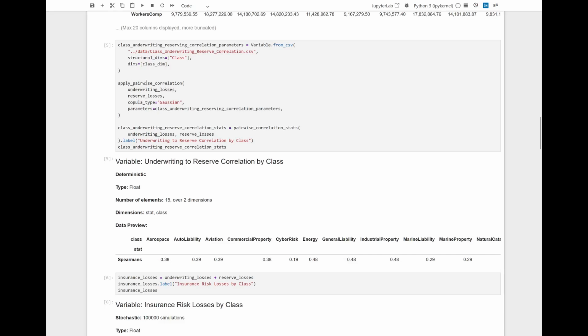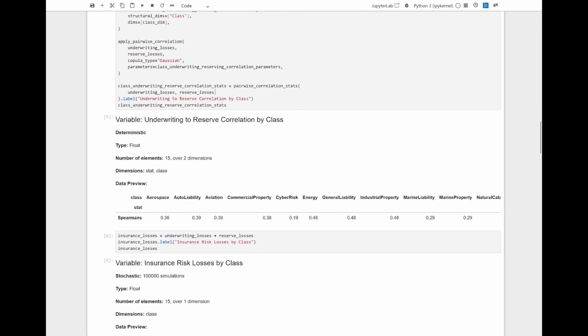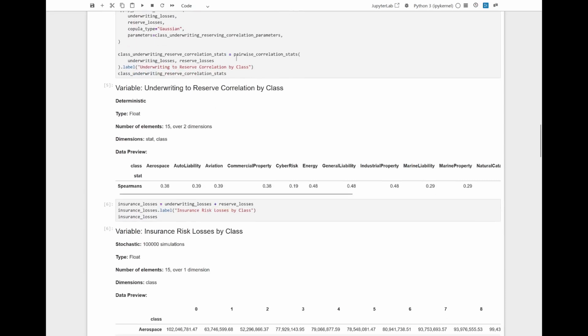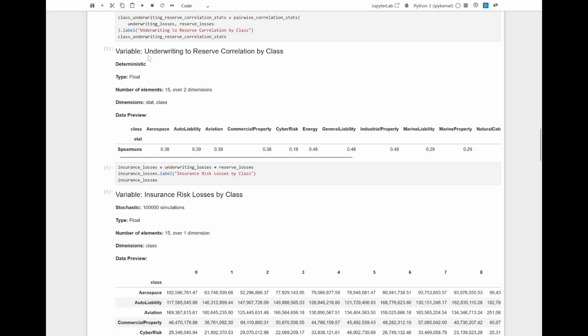This is the function for applying correlations across matching pairs across these two variables. So it's going to match the classes between underwriting and reserving and just apply a series of pairwise 2x2 correlations using the Gaussian copula. So let's have a look at this, and we're then going to measure the pairwise correlation stats between underwriting and reserving. So let's have a look at that. So this is the underwriting to reserving correlations by class. So these are what we're achieving. So within each class, we're achieving something like maybe a 40 or a 20 or a 50% correlation between underwriting and reserving just within those classes.